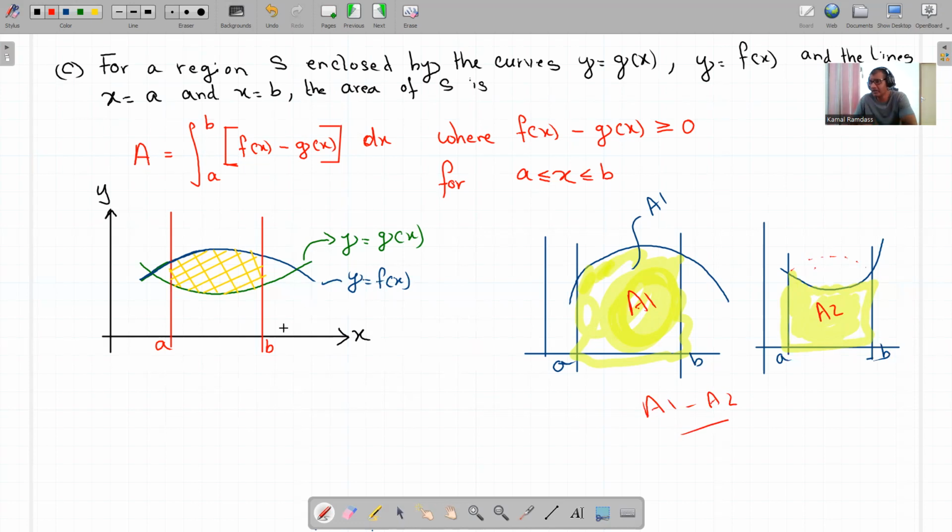OK? Integration of a to b. Nous prenons the upper one, f of x, minus the lower one, g of x. Et là, dx, vous intégrez ça et vous pouvez gagner the area.